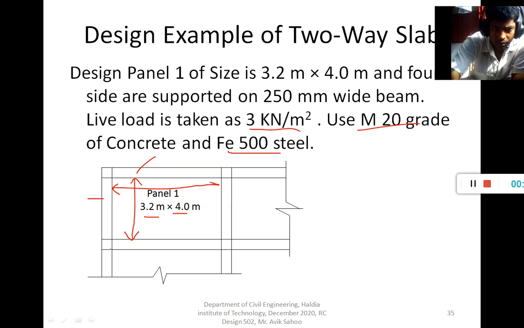Now, this longer edge is continuous, this shorter edge is continuous, whereas this edge is discontinuous, this edge is discontinuous.